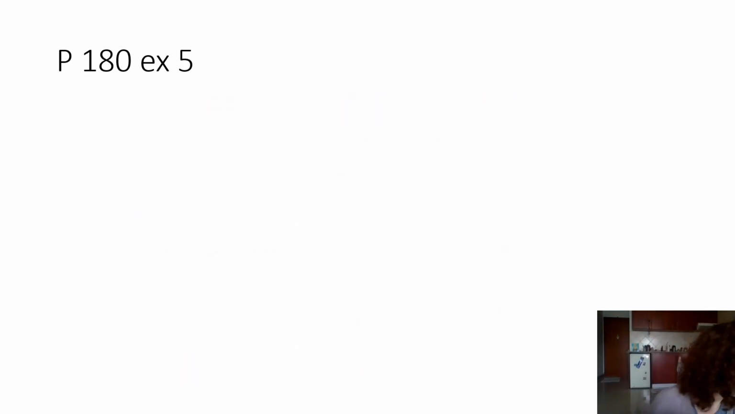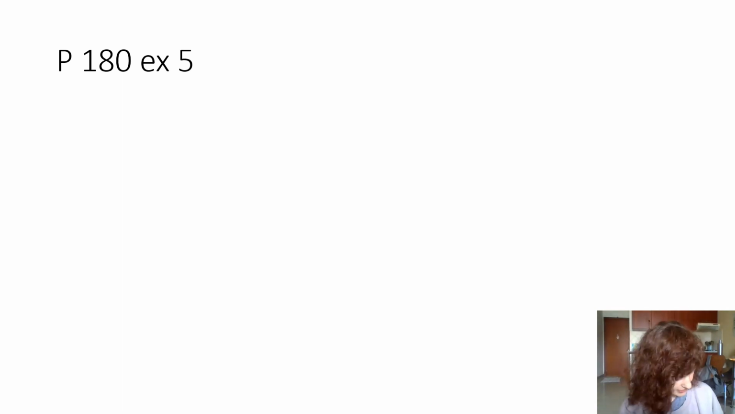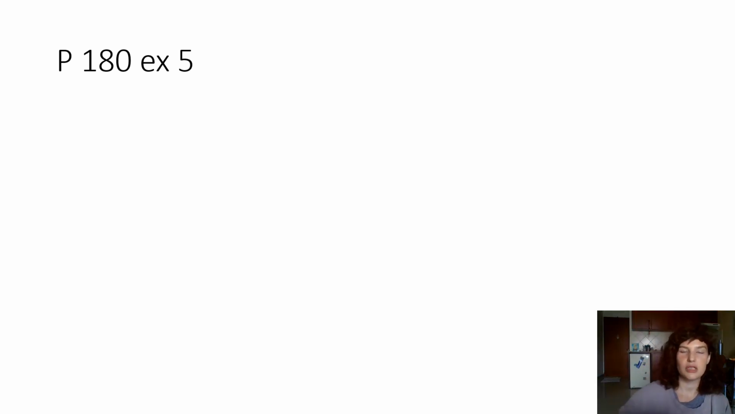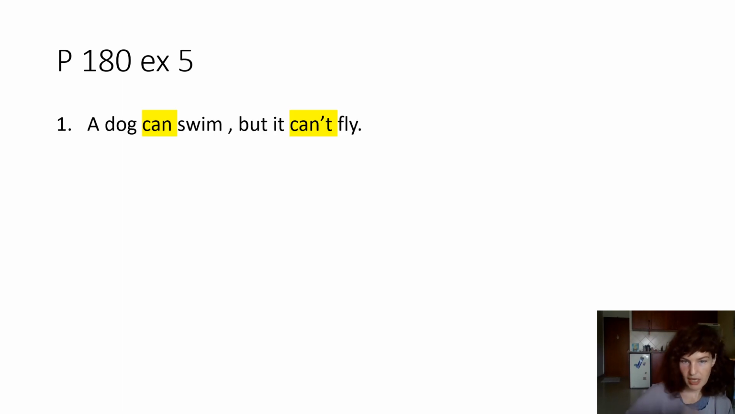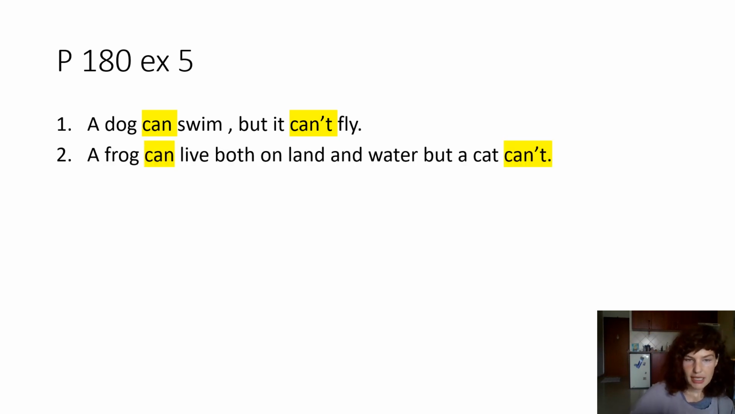All right, so we're going to practice with this really quickly, looking at exercise 5, okay? So exercise 5, I have 4 sentences, and they want you to complete the sentences with can or can't, all right? So exercise 5, let's just do this one together, part 1, and then part 2, I'll pause the recording and give you a little bit of time, okay? So number 1, right, it says a dog can swim, but it can't fly. Number 2, a frog can live both on land and water, but a cat can't.